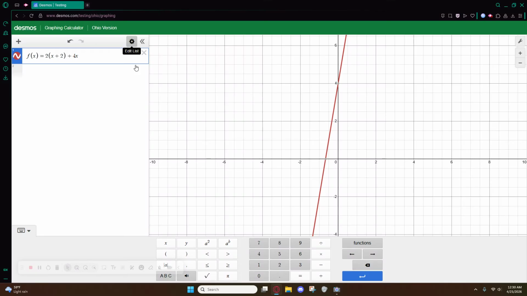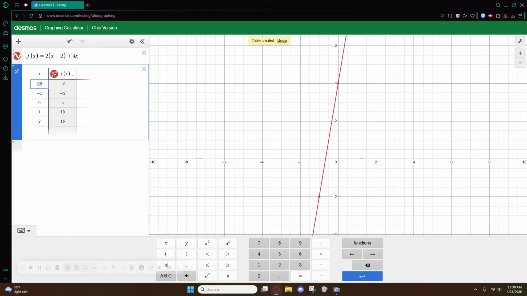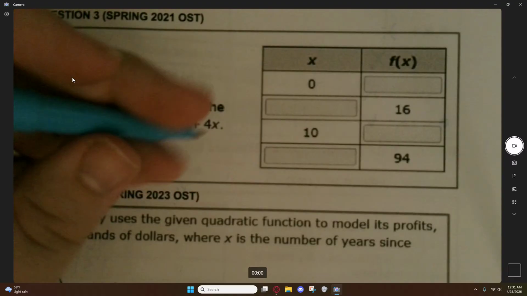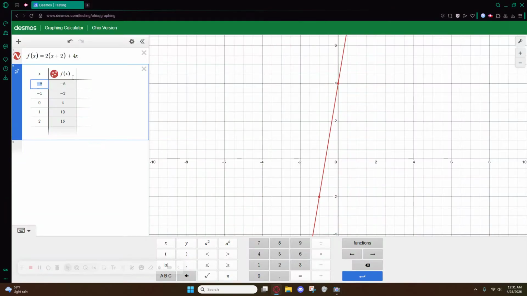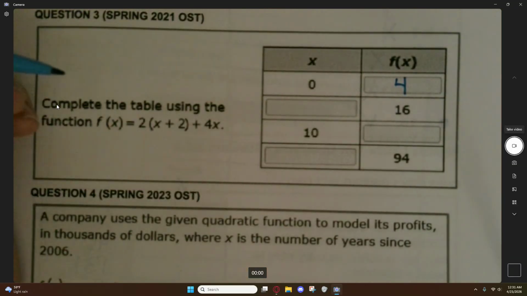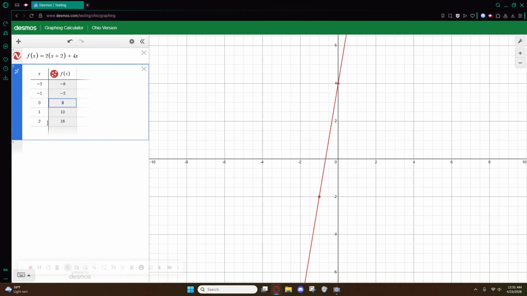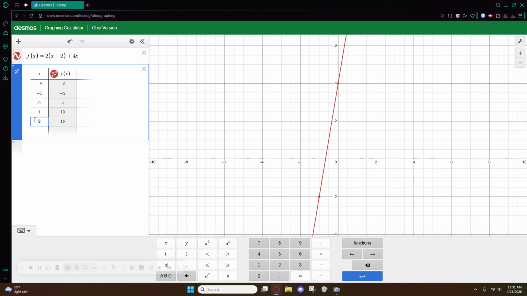So I'm going to click Edit List again. I'm going to hit the table button again. Now, the first one it asks us for is 0. 0 is already on here. That would be 4. So we'll put in 4. Then it asks us to find 16. Well, we're lucky enough that the y of 16 is already on here. It's under 2. So we'll list that as 2.